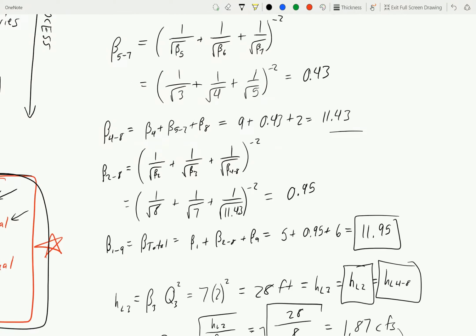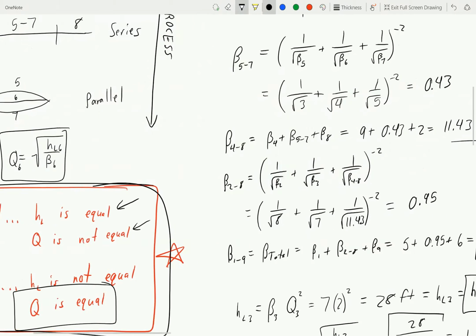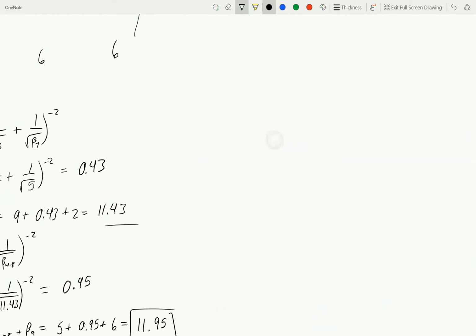So Q of 6 is, where did I write that? Right here. So I'm going to move that equation over here. So Q6 is equal to the square root of the head loss of 6 over beta 6. So we already have beta 6. We calculated that, or sorry, that's given in the problem. And now we need to calculate the head loss of 6.